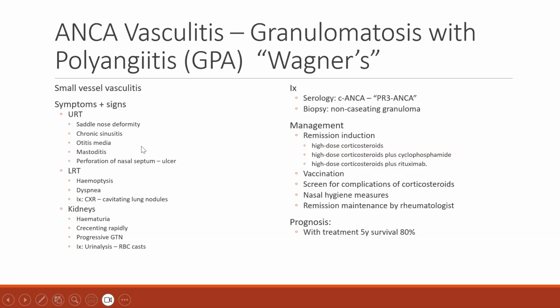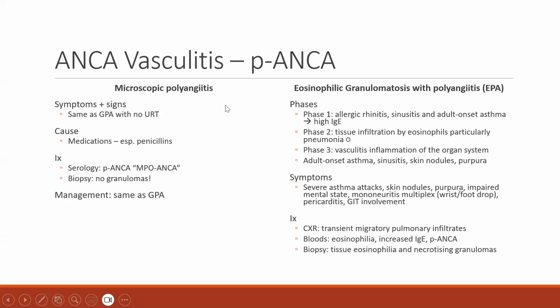Vaccinations, because of their high risk of severe disease. We screen for complications of steroids like Cushing syndrome. We teach them nasal hygiene measures, and we have to maintain remission by a rheumatologist. So prognosis, they have a 5-year survival rate, which is not bad.